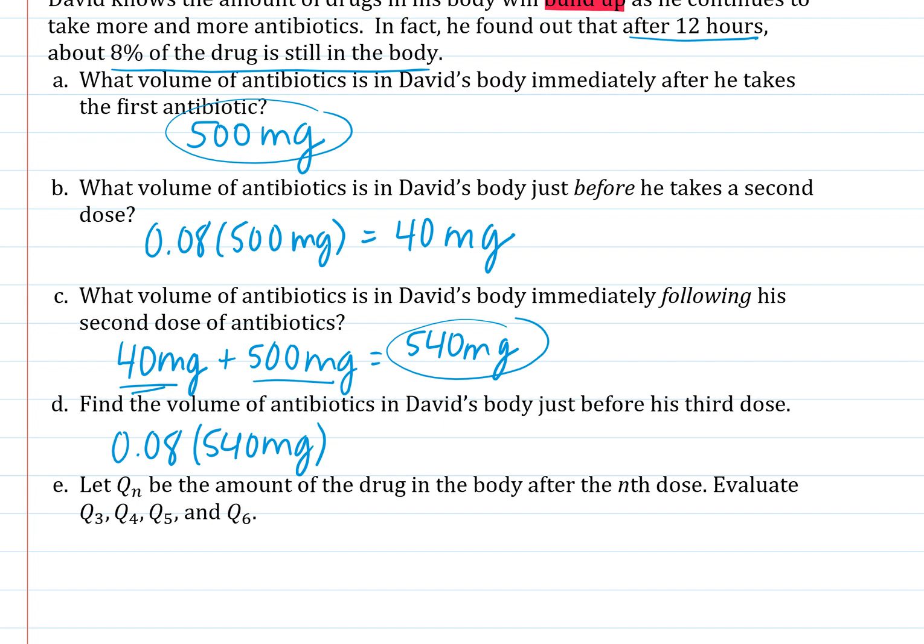So just before his third dose, another 12 hours has passed. He's got 8% of the 540 left, plus, before the dose, so this would be 43.2 milligrams. Well, that makes sense. He's got more built up because he has remnants from the first dose and remnants from the second dose.